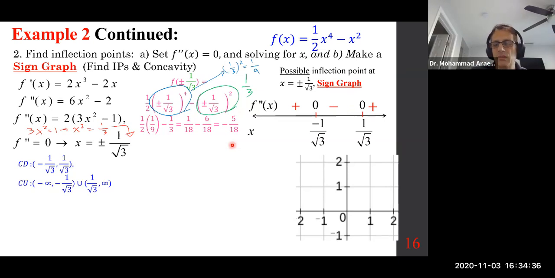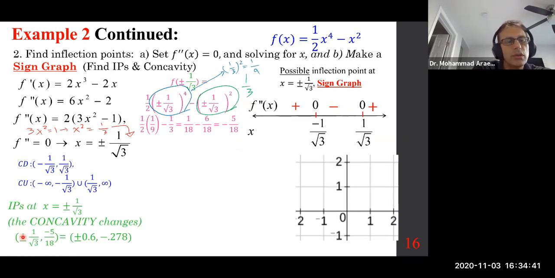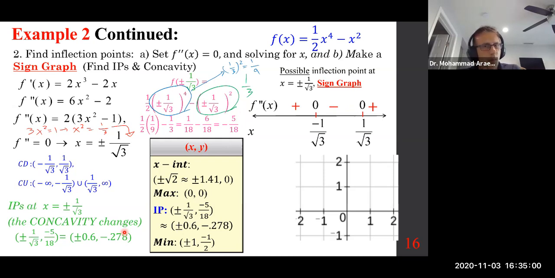And we need to change all of them to decimals for the sake of graphing, okay? So we have an approximation of how they look. So take a look at what happens. So the inflection points, okay, we are changing 1 over square root of 3 to its approximation. This is an approximation 0.6, minus 5 over 18, minus let's say 0.3, or minus 0.278. So what we do, let's write the summary of what we got. So we have 2 points for x-intercepts here, negative 1.410 and positive 1.410.